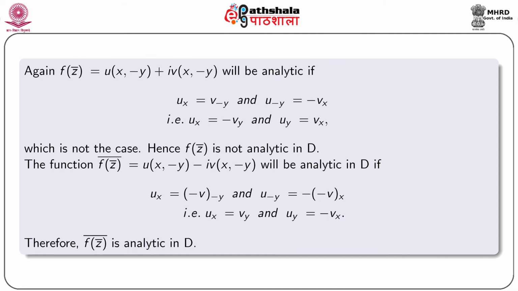Again, f of z conjugate is equal to u(x,-y) + i v(x,-y). So, this function will be analytic if u_x = v_{-y} and u_{-y} = -v_x, that is u_x = -v_y and u_y = v_x, which is not the case. Hence, f of z conjugate is not analytic in that region D.